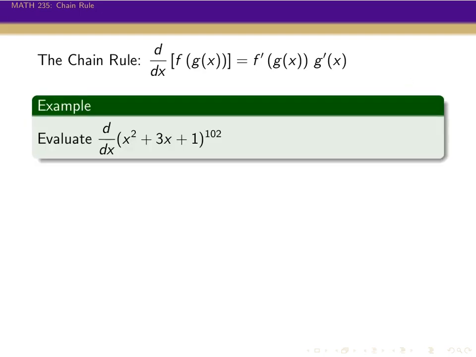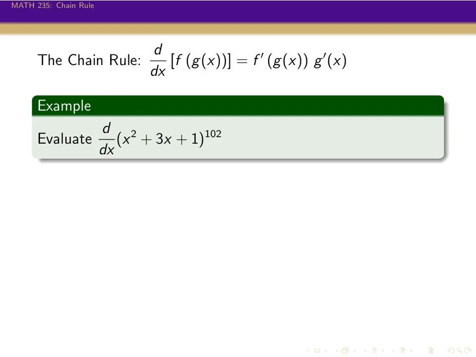Okay, so let's finish off this video by doing an example. We're going to take the derivative of x squared plus 3x plus 1 raised to the 102nd power. Now, if you want, you could just expand this out, multiply this to itself 102 times. You are perfectly welcome to do that. It might take you a while, but if you want to do it that way, that's perfectly fine. I will let you do that. You can pause the video at this point and come back in a couple hours when you're done. On the other hand, I'm going to do this using the chain rule.